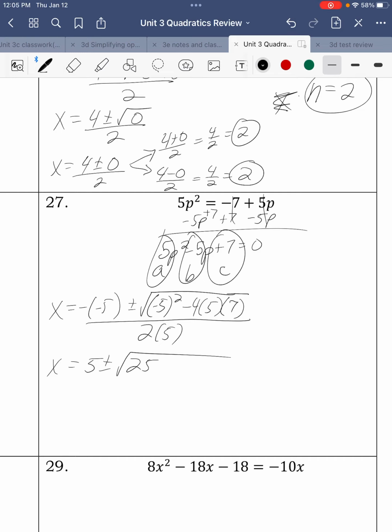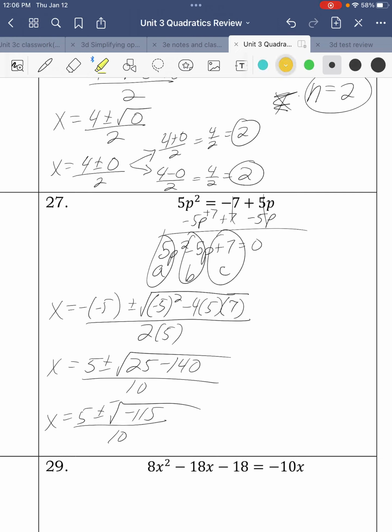Opposite of negative 5 is positive 5. Negative 5 squared is 25. Negative 4 times 5 is negative 20, times 7 is negative 140, divided by 10. We have a negative 115 over 10. At this point, I need to simplify the square root of negative 115. So I'm going to do that off to the side.